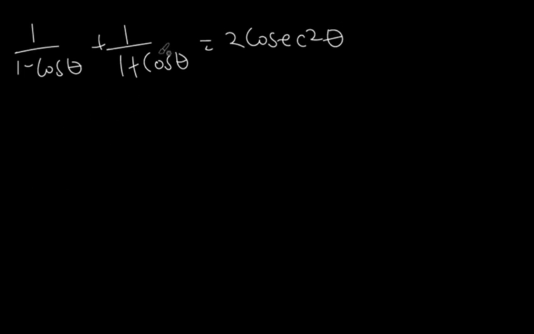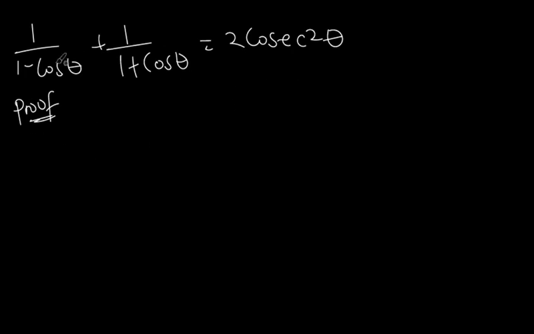Okay, so let's go ahead. So let's write the proof. This is how we are going to prove that 1 over 1 minus cos theta plus 1 over 1 plus cos theta is equal to what? 2 cosec square theta.